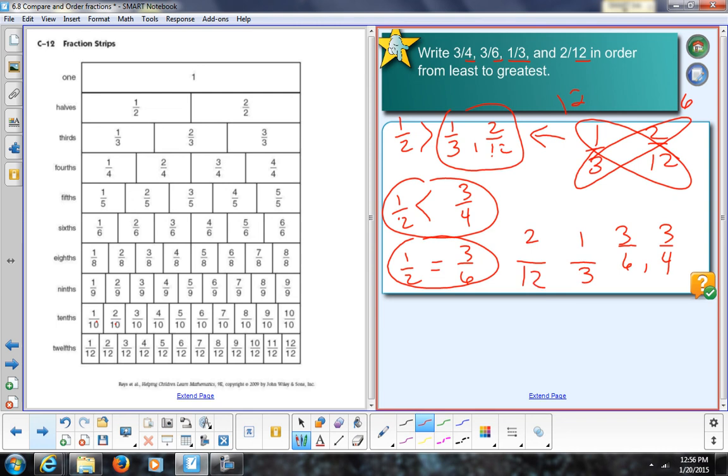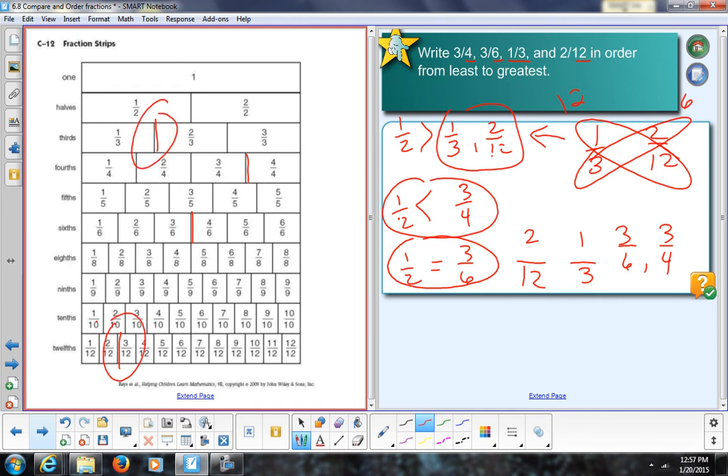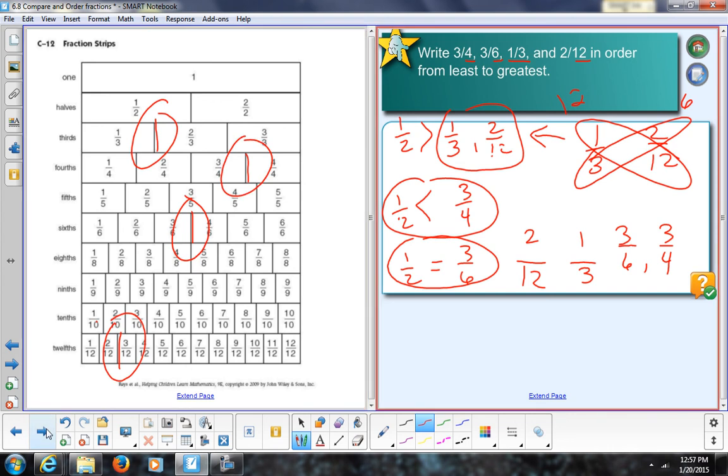You can use your fraction strips to verify. I have 1/3, 2/12, 3/4, and 3/6. Okay, so I can see that it should go 2/12, and then 1/3, and then 3/6, and then 3/4, which is how Miss Fernley had it.